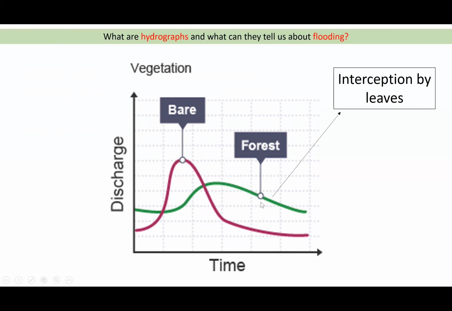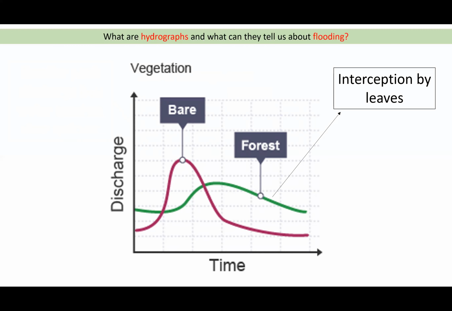And the reason being is that the leaves on trees or plants can intercept the rainfall. So they stop the rainfall from reaching the river channel. So if there are trees or a forest in the way, then some of that rainfall will not enter the river channel and will instead stay on the leaves and be intercepted by the trees. So having a forest is actually a really good way of trying to stop flooding from happening, because the water will be intercepted.